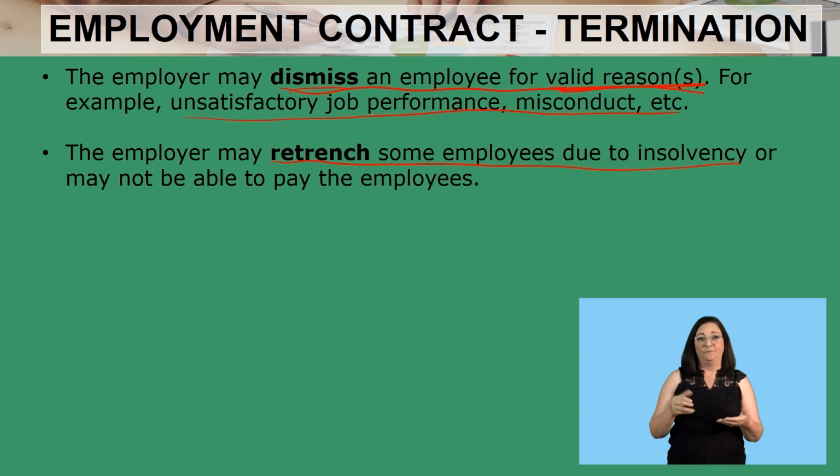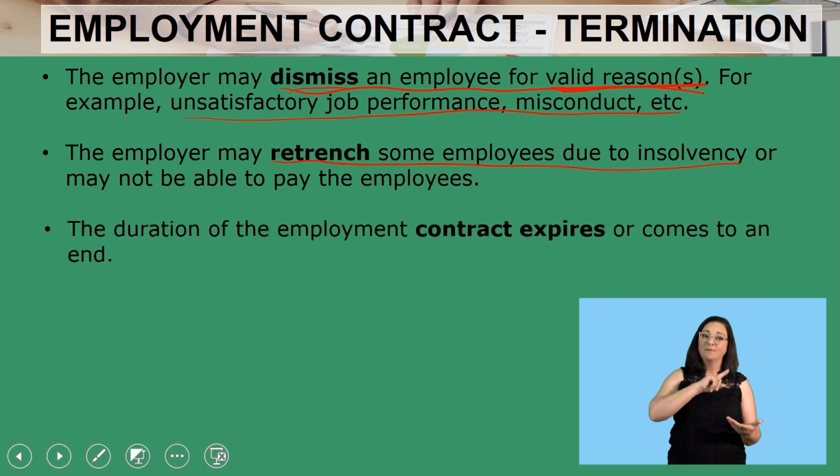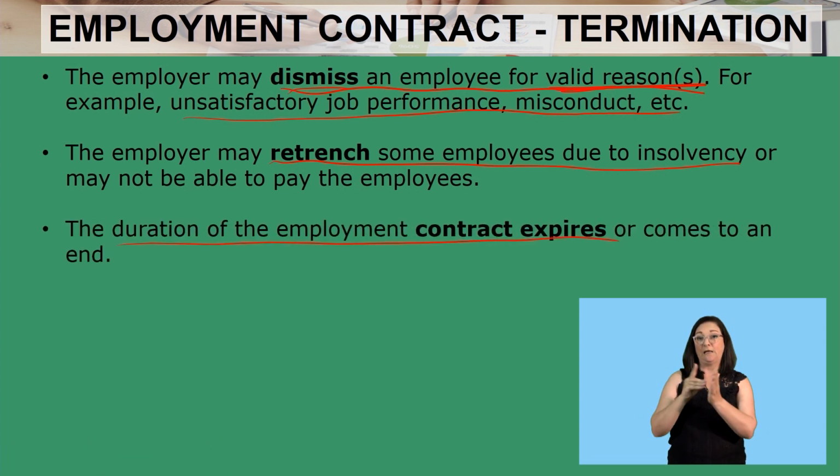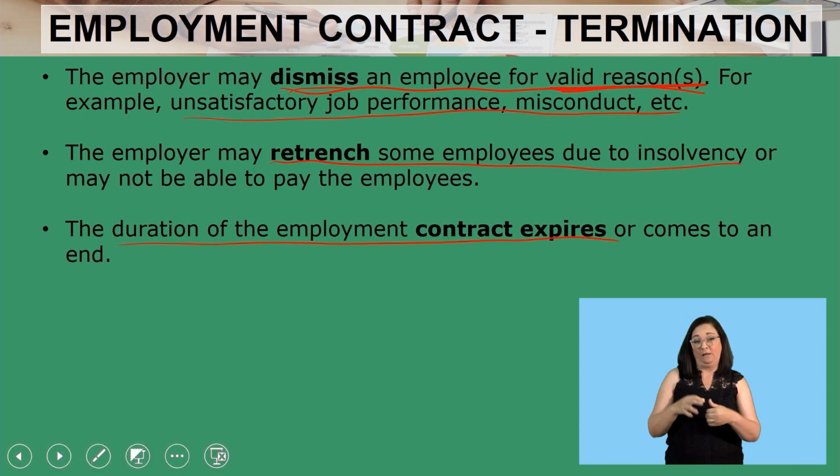So employers, they don't choose to retrench. So as the employer, I retrench some employees due to insolvency. So there are reasons for that. Sometimes the duration of the employment contract expires or comes to an end. Say, for example, in the contract, we stated that you are employed on a 6-month basis. So this is the 6th month. So definitely the contract has to be terminated because the duration has come to an end or it has expired.